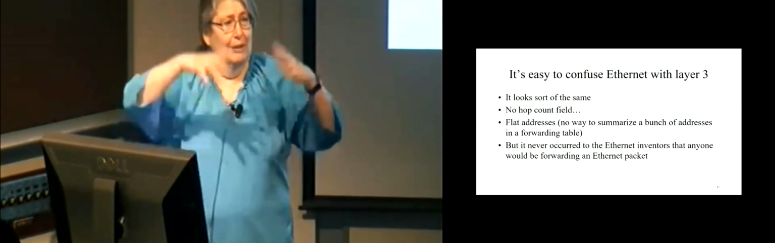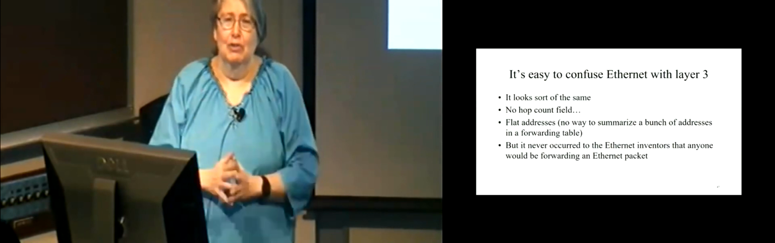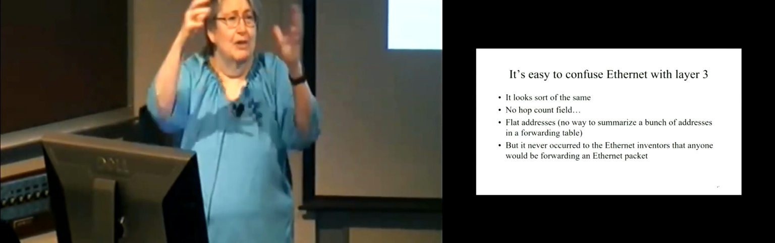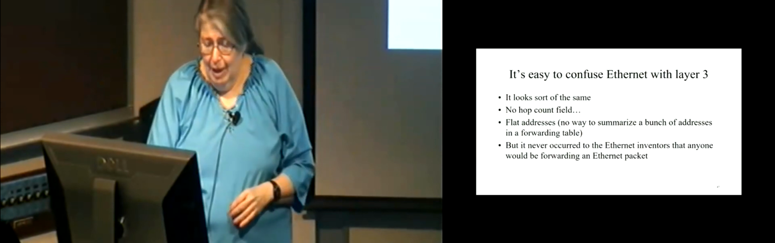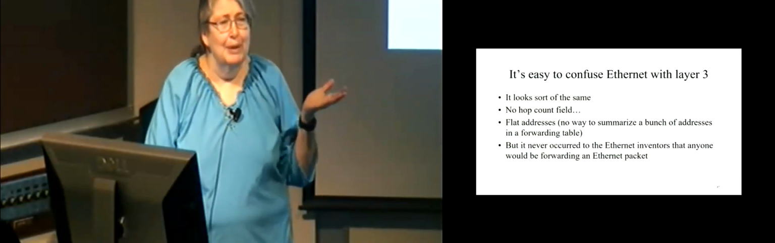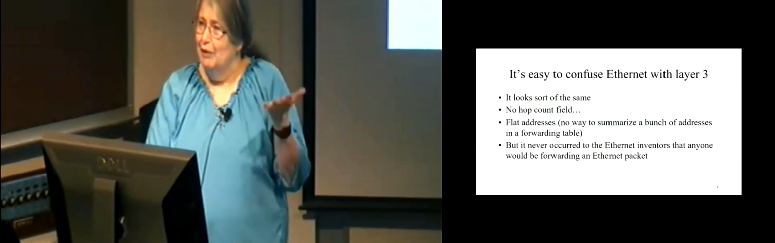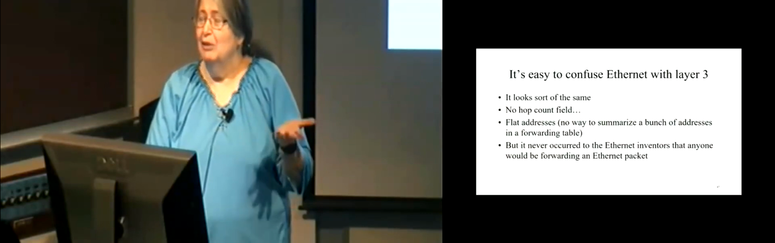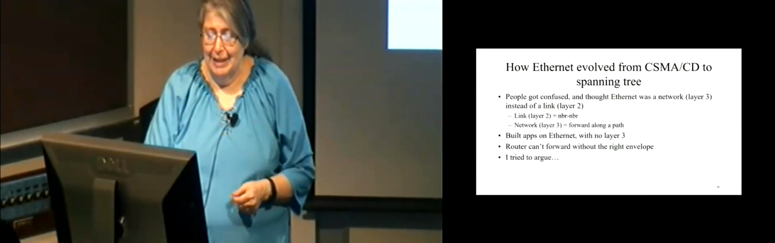But it isn't good for building a large network because it's nicer to the routers if you can summarize all of the addresses within a particular circle starting with the same address. But there's no hop count field, and it's not because the Ethernet inventors didn't know about hop counts. It's just it never occurred to anyone that people would be forwarding Ethernet packets. So why are we forwarding these things?